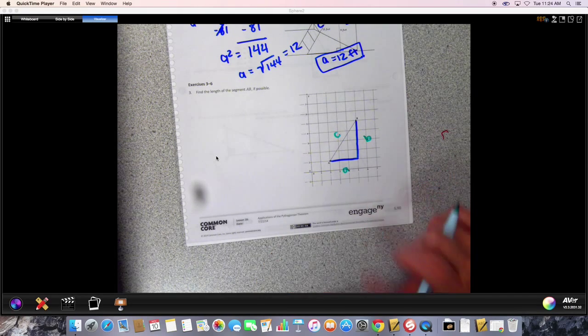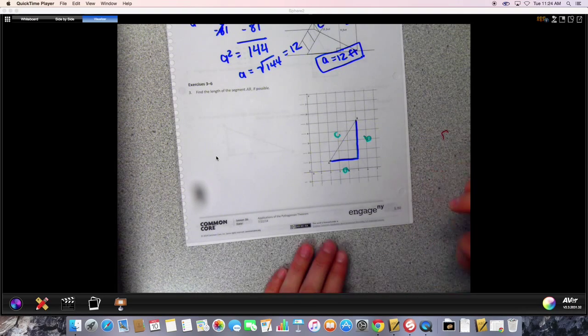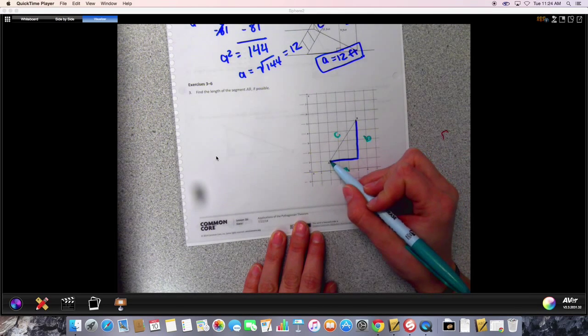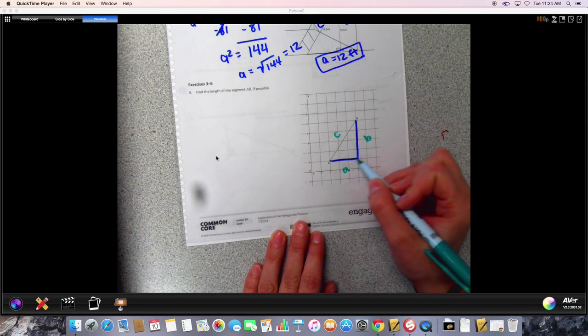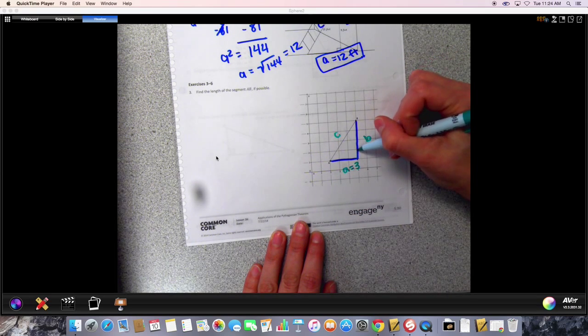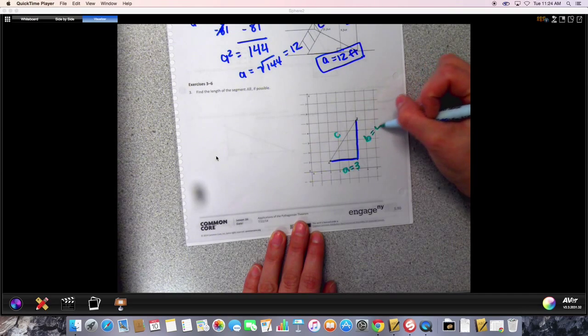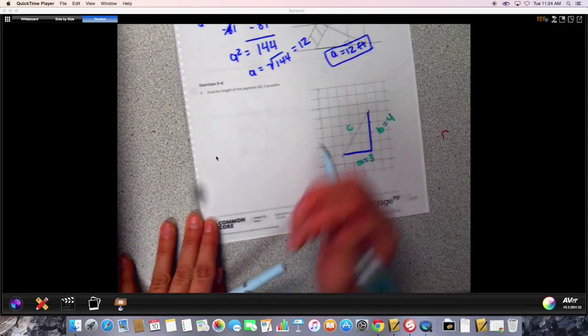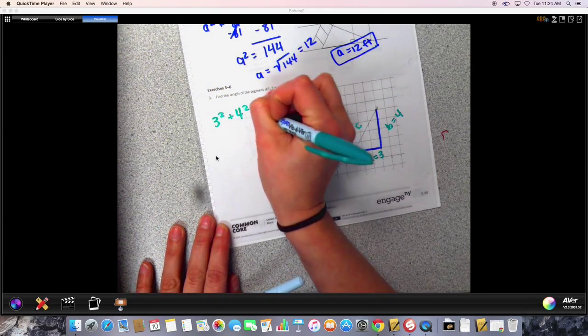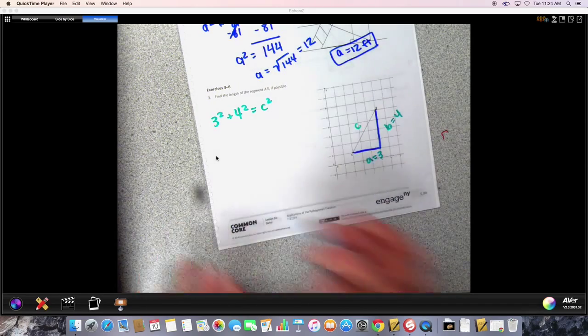And then I need to figure out what are the numbers that I need here. I need at least 2 to use the Pythagorean theorem. So the way you're going to get them on a graph grid is count the squares. So A, starting here, 1, 2, 3 units. So A equals 3. And B is 1, 2, 3, 4 units tall. And those are going to be the values I plug into the Pythagorean theorem now. So I'm going to say 3 squared plus 4 squared equals C squared, like that.